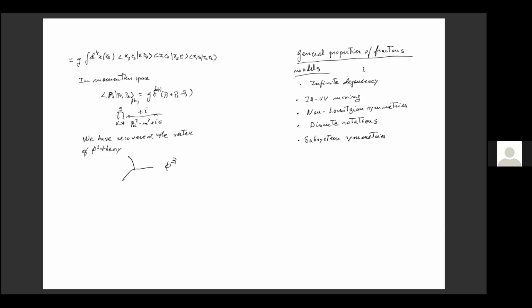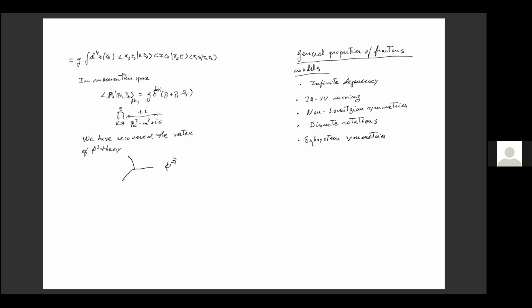Now, let me say some general properties of the fractons. As I'm telling you, since I am not a condensed matter physicist, my knowledge on that is very tangential, or only in a particular direction. But from what I understand, the fractons have infinite degeneracy, the infrared ultraviolet mixing, they are non-Lorentzian symmetry, they contain not ordinary rotation, but discrete rotations, and there is this new phenomena of subsystem symmetries.